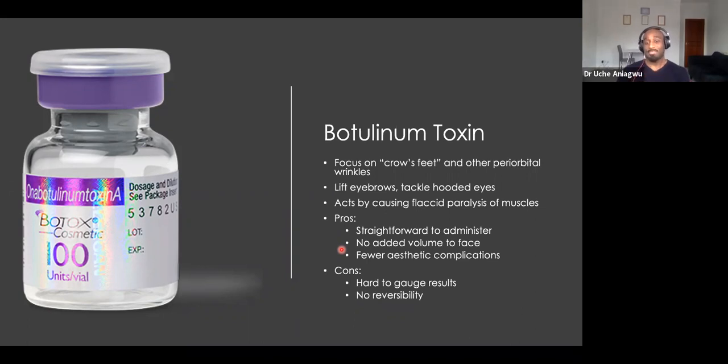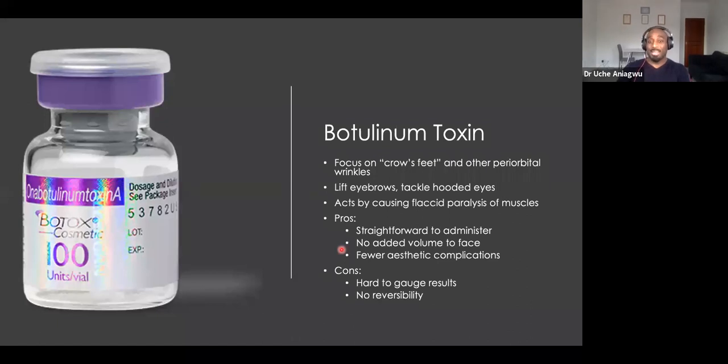Now, the cons of it is that it's pretty hard to gauge the results, right? You don't see the results for a few days. So you're going to get a lot of comebacks or top-ups that you have to do, and your business model has to be ready to cater for that. You can't just see it and go, yeah, good result, off you go. It's pretty hard. And also, it's not reversible.